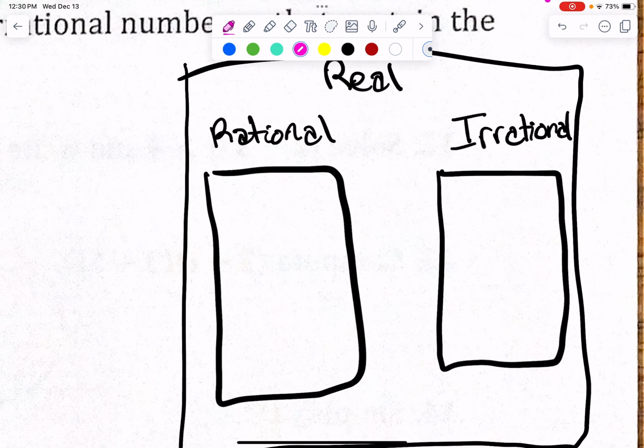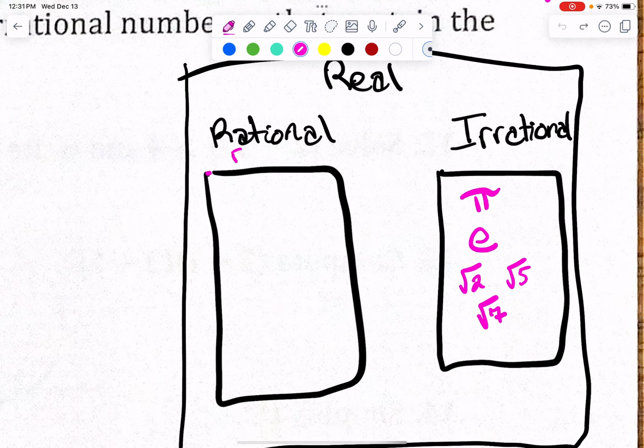Okay, irrational numbers are like pi, numbers that don't terminate and don't repeat. So pi, e, like the square root of any prime number. So like the square root of 2, the square root of 5, the square root of 7, any of those numbers are not going to stop and not going to repeat. Okay. Rational numbers would be any numbers that are fractions, decimals, anything like that. Fractions and decimals that stop would be rational numbers.